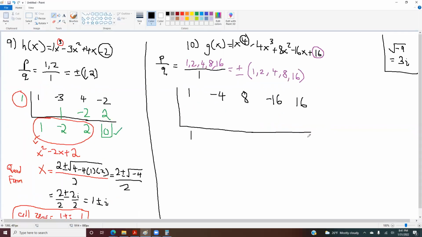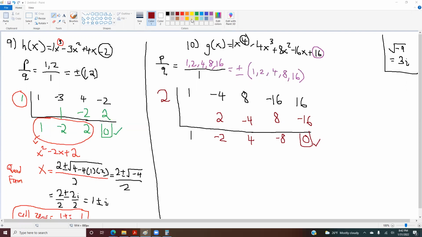Anyone feel lucky today? Oh my God, I didn't even realize there's this. Oh, 2. Okay, good. So we're going to try 2. Everyone try 2 now. So 2 times 1 is 2. So you got -4, 8. You got -8. And you got -16. This is 0. Good. 2 works.